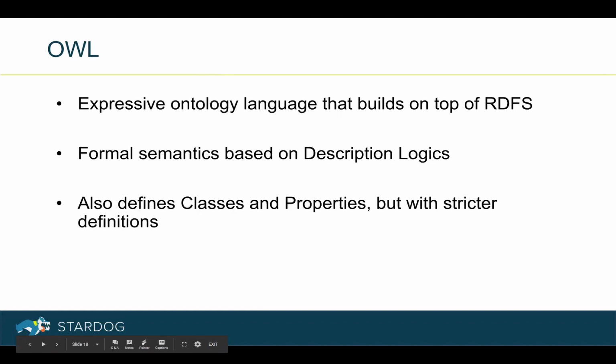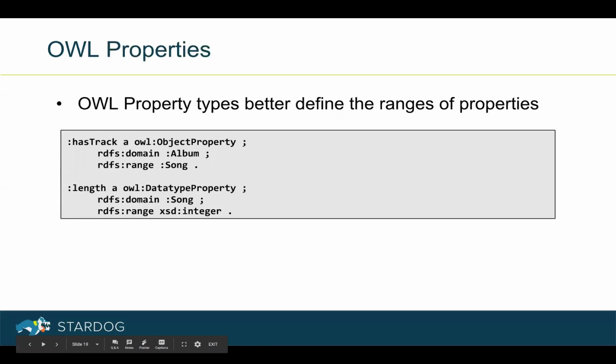It is an expressive ontology language that builds on top of RDFS and contains formal semantics based on description logics. OWL also defines class and property, but it goes into just a little bit more detail than RDFS does. So here we're defining the same 2 properties as before, but we're using OWL's object property and data type property classes. Declaring a property to be an object property means that it will be connecting entities to other entities, whereas a data type property connects an entity to a piece of data, or a literal, as RDF calls it, which is a string, an integer, a date, etc.